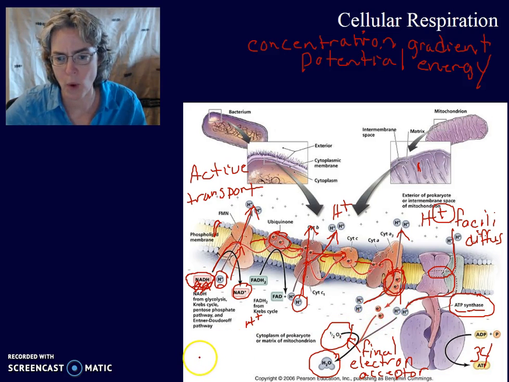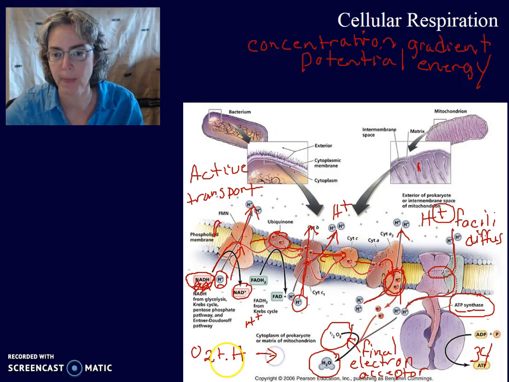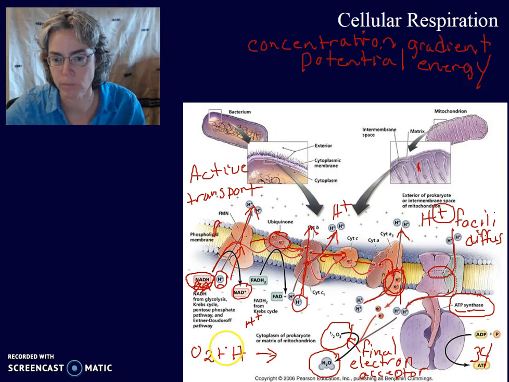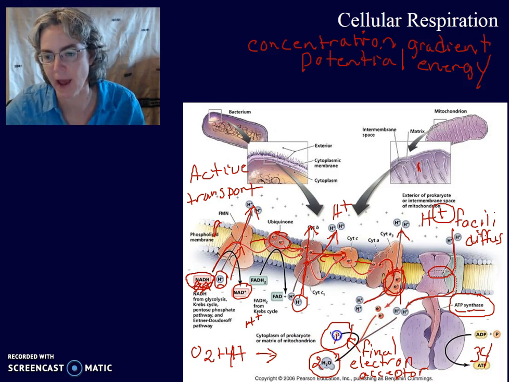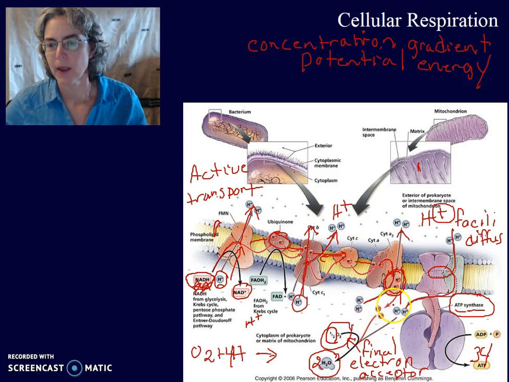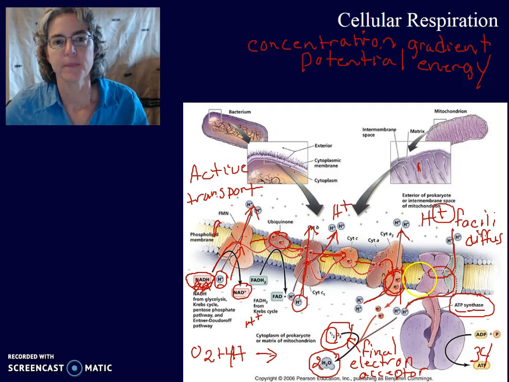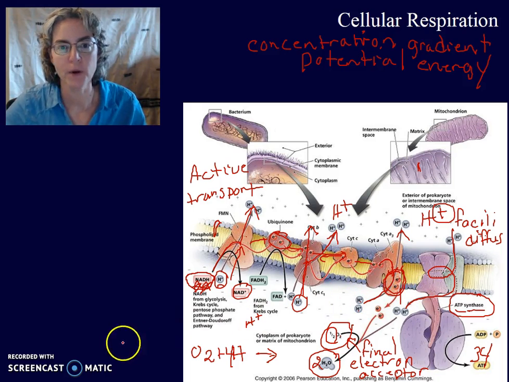So it's O2 plus our hydrogens gives us water. I believe 2 water. It's 2 waters. Okay, I see, because they've got a half right there. That's fine. Okay, so I hope you found that interesting, and that's cellular respiration.